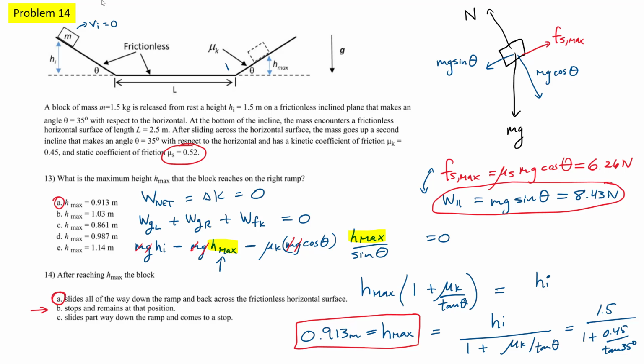Once it starts to move, we know that the force of kinetic friction is going to be smaller than the static friction, because that coefficient is smaller. So it's just going to slide all the way down the ramp and then back across that horizontal surface. A little bit of a tricky problem involving kinetic and static friction.